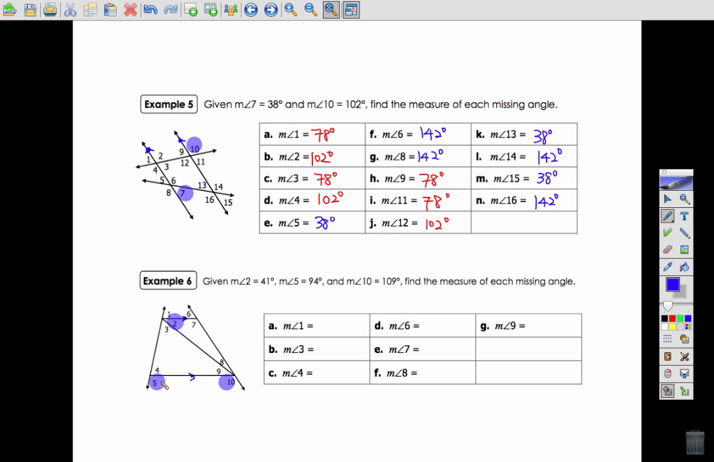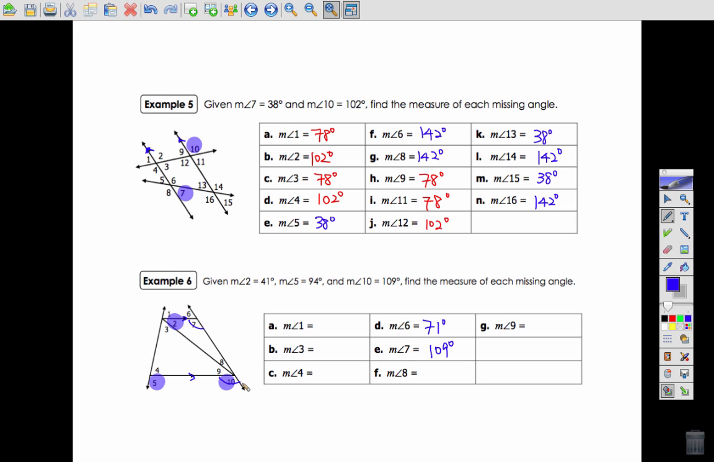I think the easiest may be angle 7 and angle 10. If you can tell, angle 7 and angle 10 are corresponding angles. They're both under the parallel lines, so they must be congruent. 10 is 109, so 7 has to be 109. If 7 is 109, 7 and 6 are supplementary, so this one must be 71 degrees because 6 and 7 have to add up to 180, right?